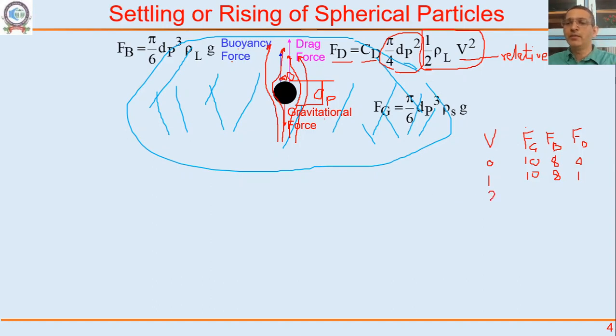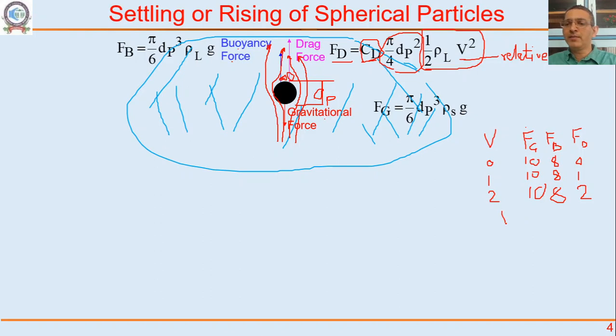Velocity goes up, let's say to 2. So this becomes 10, 8, and let's say the drag also becomes 2, because this CD itself will depend on the velocity. Let's not worry about that just now. So now the drag force is exactly balancing the gravity minus buoyancy force. Net force on the particle is 0. If net force on the particle is 0, that means there is no acceleration. That means the particle moves downward with a constant velocity.